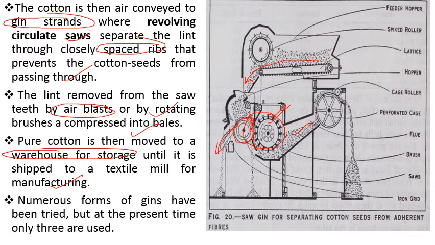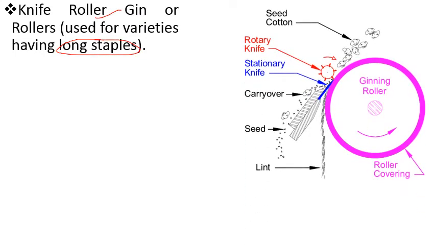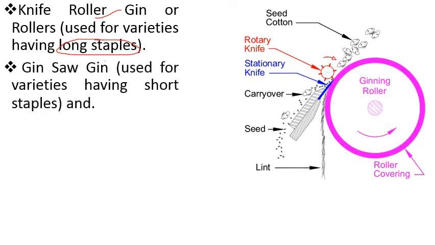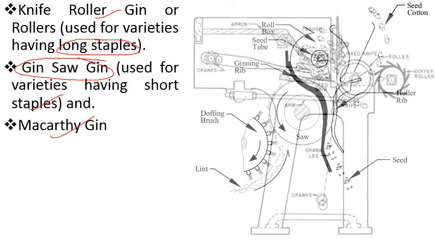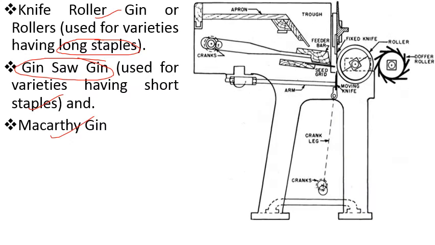Numerous forms of gins have been tried, but at present we are using only three. The first one is the knife roller gin, or roller gin. It is used for varieties having long staples. For long lint size we use this gin machine. Then second is the saw gin. It is used for varieties having short staple length. And finally comes the McCarthy gin. So these are three types of gin machines which are used for separating the cotton lint from cotton seeds.